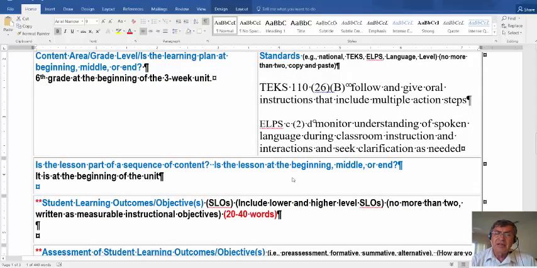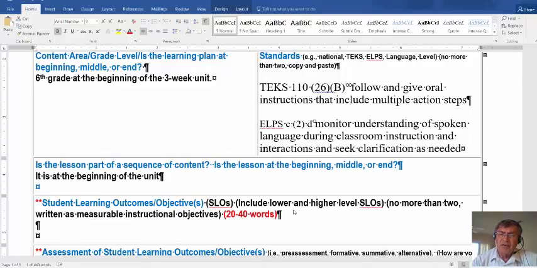Okay, this is the lesson part of the sequence of content. Now, this is the lesson plan that the dean had given everybody. I modified it slightly, but it's basically the College of Education's official lesson plan, I guess. I'm not sure. I'm using it for now anyway. Okay, student learning outcome.